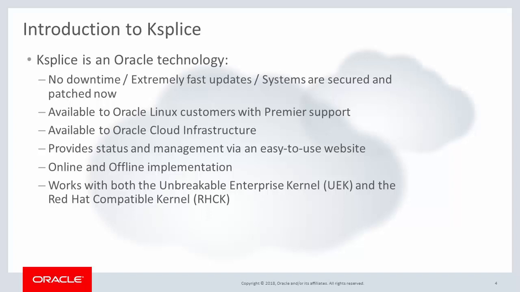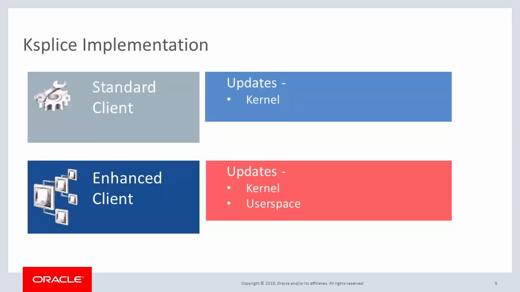Ksplice updates are available for systems running Oracle Linux with either the Unbreakable Enterprise Kernel, UEK, or the Red Hat compatible kernel. When installing Ksplice onto a Linux system, the packages you choose to install will determine whether you have installed the standard client or the enhanced client. The standard client provides kernel updates to your system, whereas the enhanced client provides the kernel updates but also updates to Ksplice-aware user libraries. These chosen client installs can then be used in an online or offline implementation.